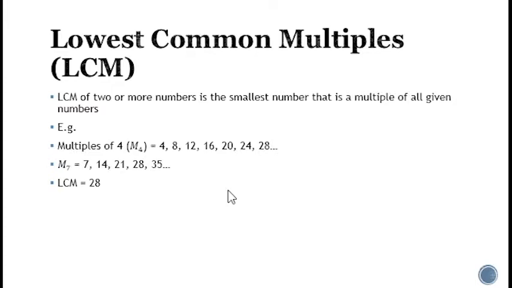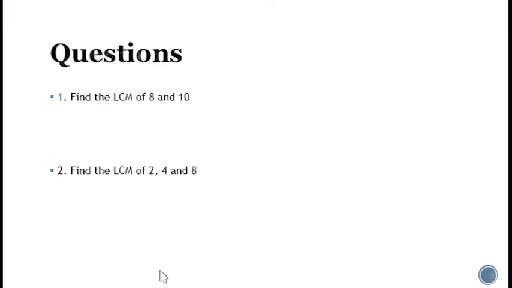Even if the two given values have common multiples of, let's say, 28 and 140 or something, remember that LCM means the lowest common multiple, so pick the smallest number. Some questions, you can try them out. Please pause the video.